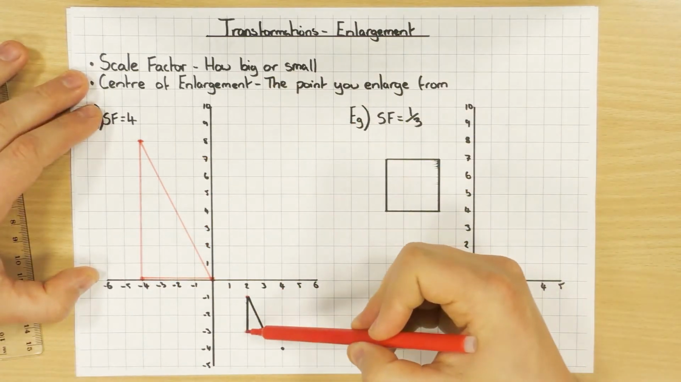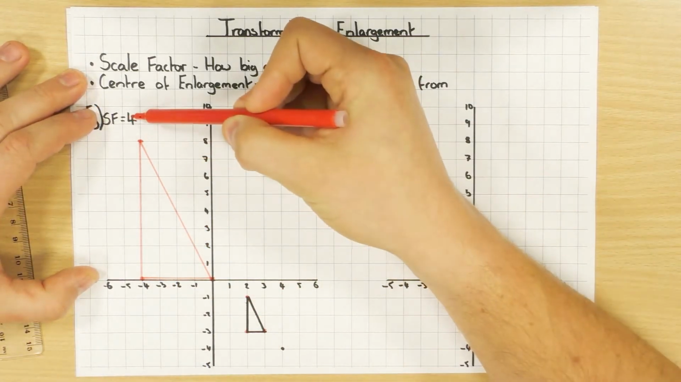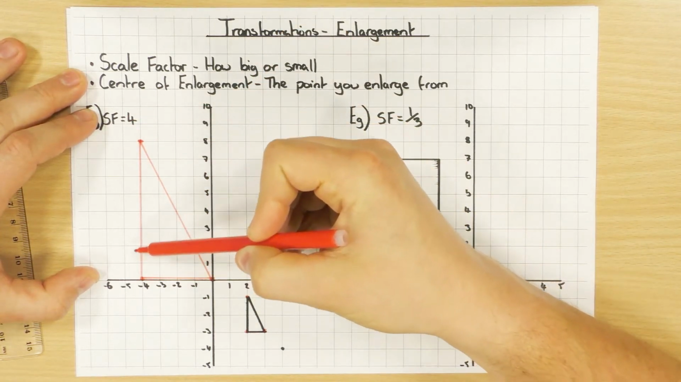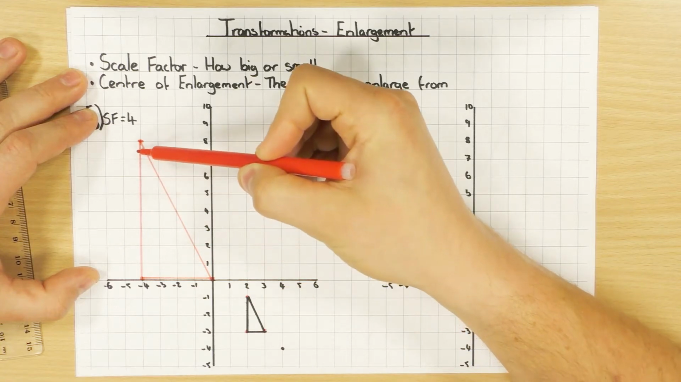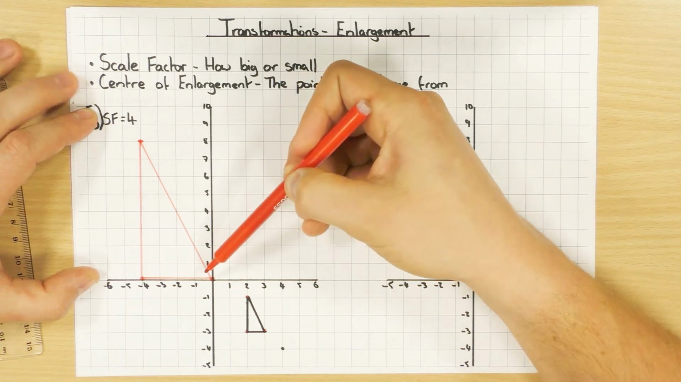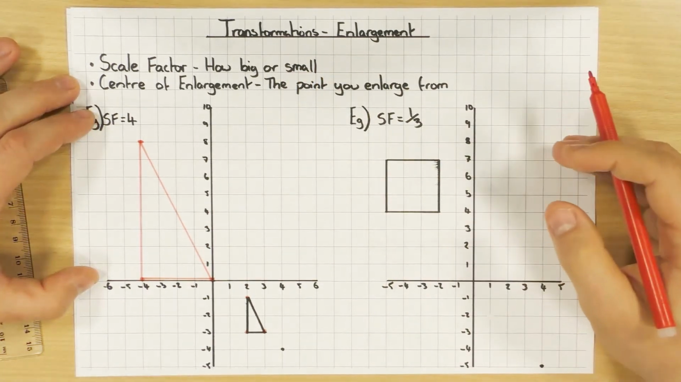And let's test it. It was 2 squares high. If I'm doing a scale factor of 4, it should now be 8 squares high because I just times it by 4. So 1, 2, 3, 4, 5, 6, 7, 8. Happy days. The base was 1, so it now should be 4. 1, 2, 3, 4. Excellent. Okay, so my shape has got 4 times as big.